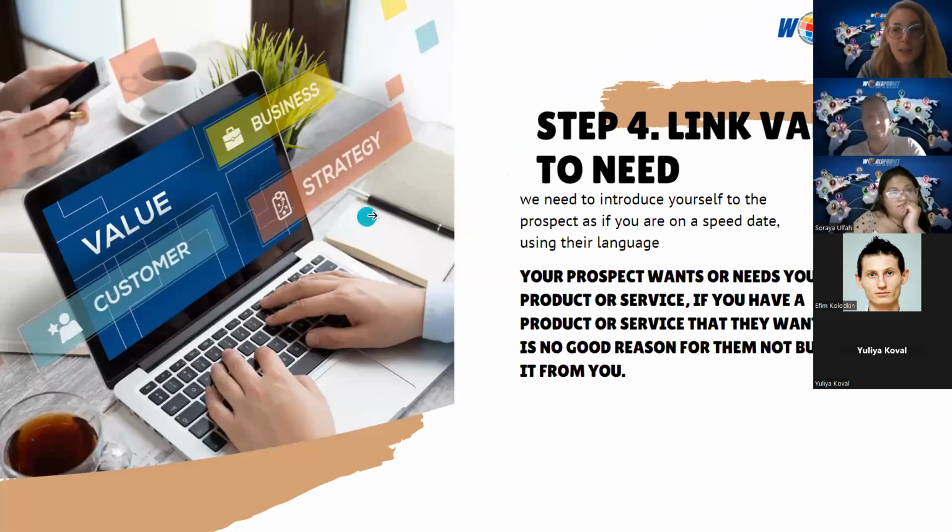Okay, let's move forward. Linking value to a need. And this is where you introduce yourself and your service or product, like you are on a speed date. So very using their language. So it should be very brief, and it should be after you already establish what kind of visual, audio, or kinesthetic person you have in front of you, so you know how to introduce yourself. And remember that your prospect already wants or needs your product or service, because we already made this clear before, right? And if you have a product or service that they want, there is no good reason for them not buying it from you right now. Yes?